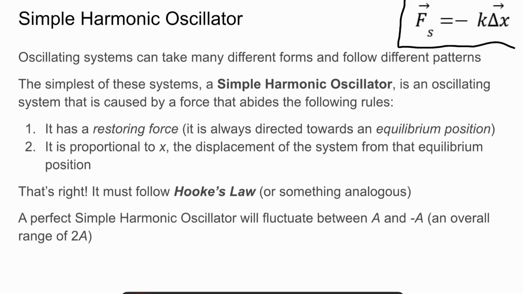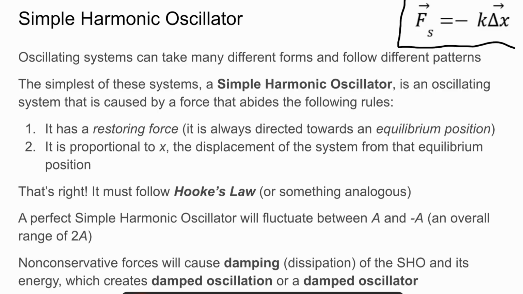And if we have a perfect simple harmonic oscillator, then we're going to fluctuate. Again, perfect just means that we're not losing anything to non-conservative forces. If a simple harmonic oscillator is perfect, then it's going to fluctuate between A, our maximum amplitude, and negative A, our maximum amplitude in the opposite direction. And it's going to have an overall range of 2A.